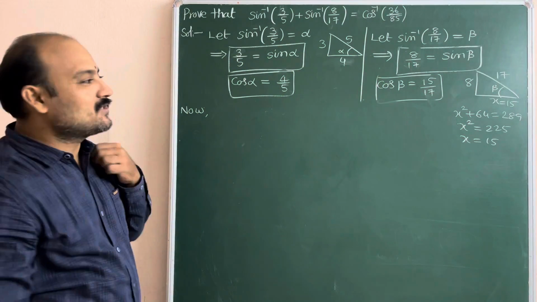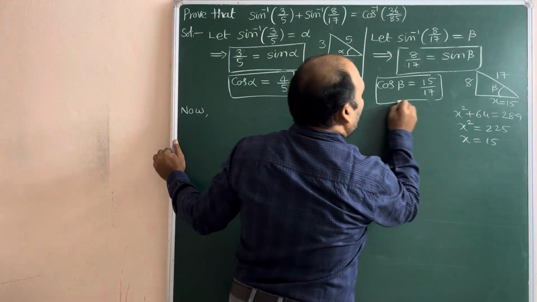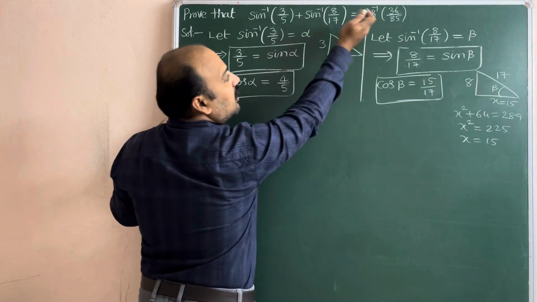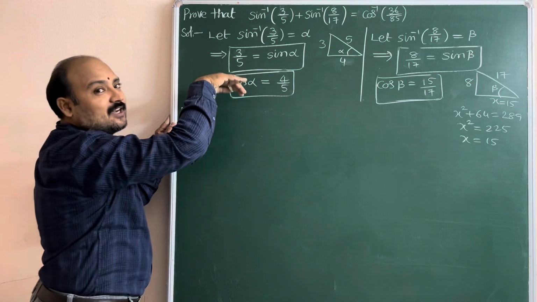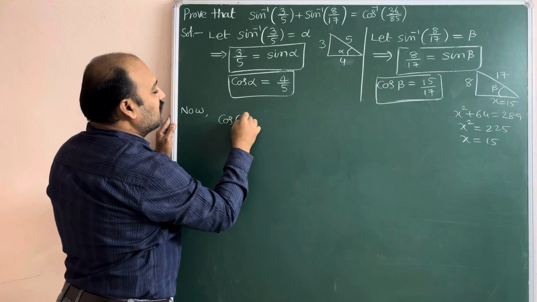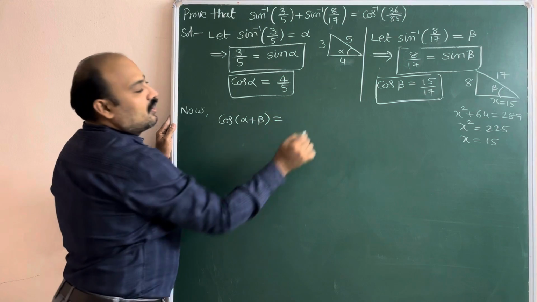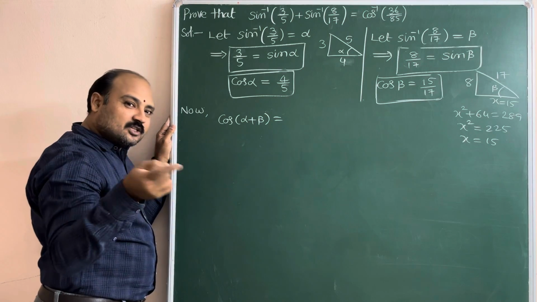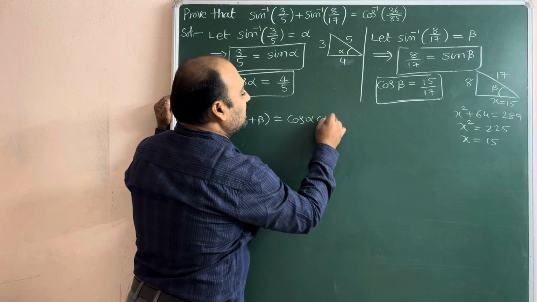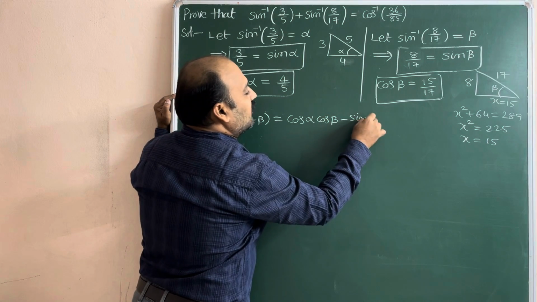I hope you understand this, friends. So we got the cos beta value. From sine, we got cos. This is alpha, this is beta. Cos inverse is there, so we can take cos of alpha plus beta. Now consider cos of alpha plus beta. What is the formula for cos of a plus b? Cos a cos b minus sin a sin b. So cos alpha cos beta minus sin alpha sin beta.